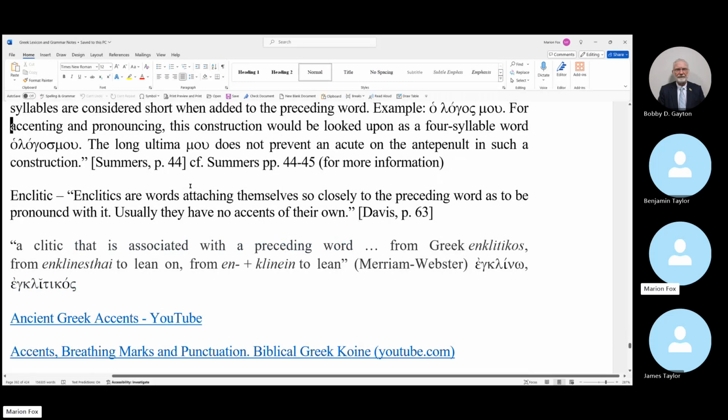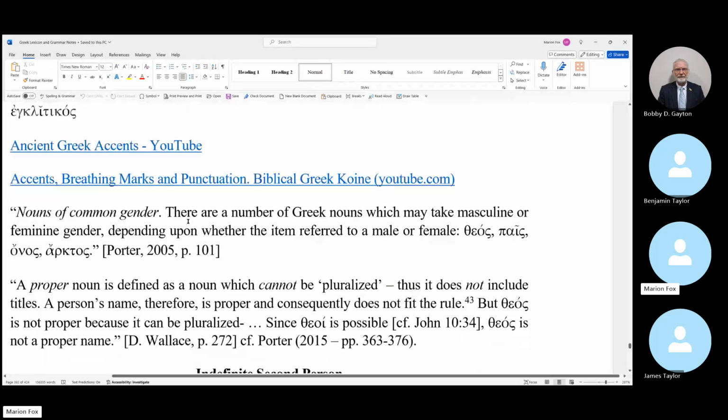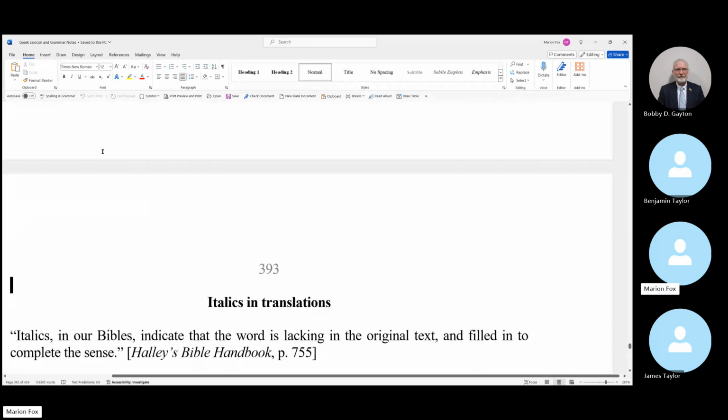And here's one. Here is the accents and how we pronounce words. All right. I've defined some words that he throws around, the word enclitic, and I've defined it for us with Merriam-Webster and also another Greek source. Okay. So I've got some other things in here that I've added in. But right here, ancient Greek accents, YouTube, click right on it, go right into it. And breathing marks, punctuation. So this explains some of the stuff that we've had in the earlier part of the book. Okay.